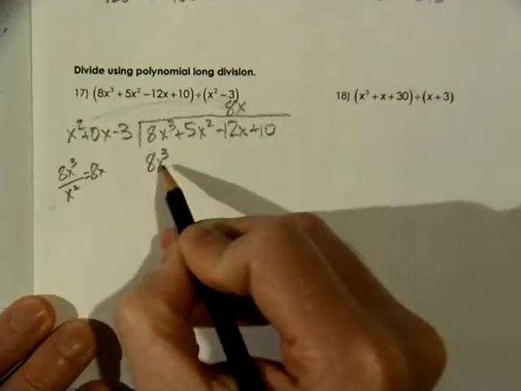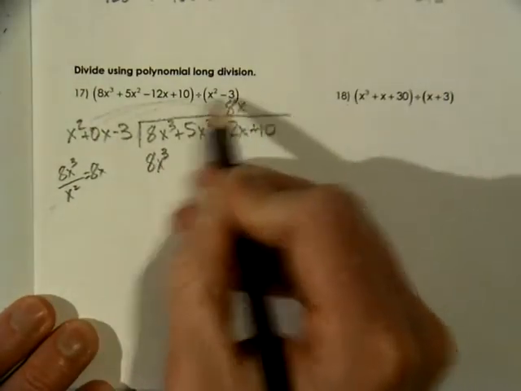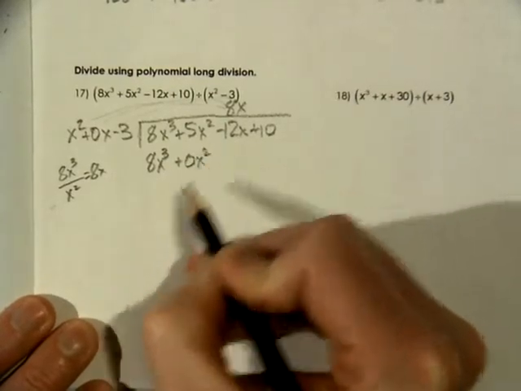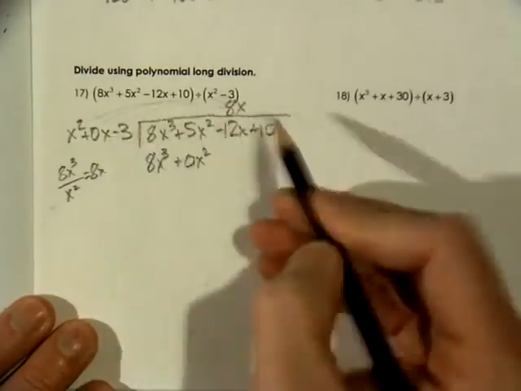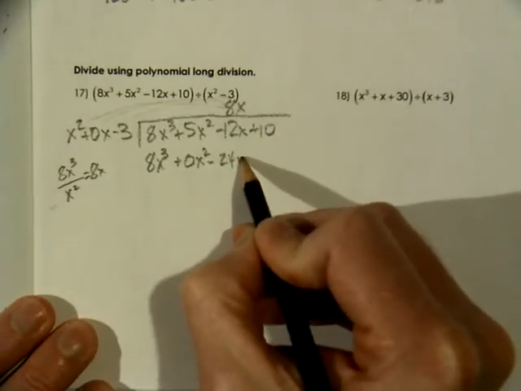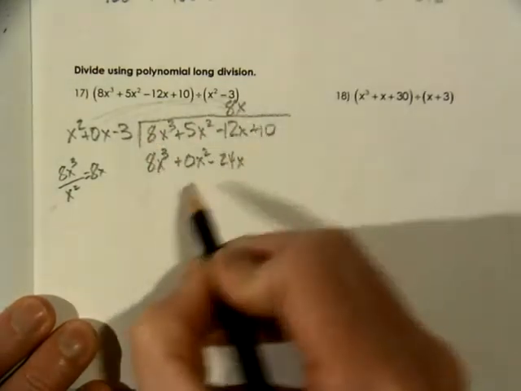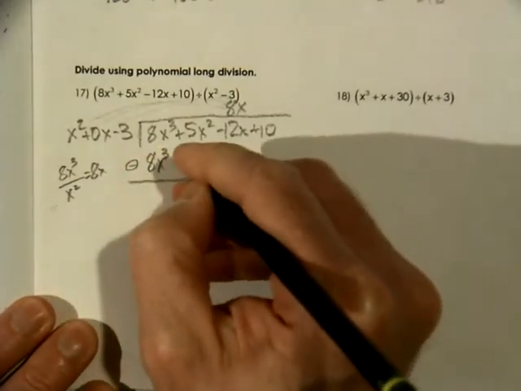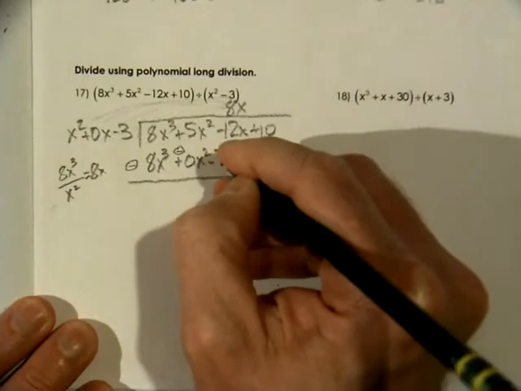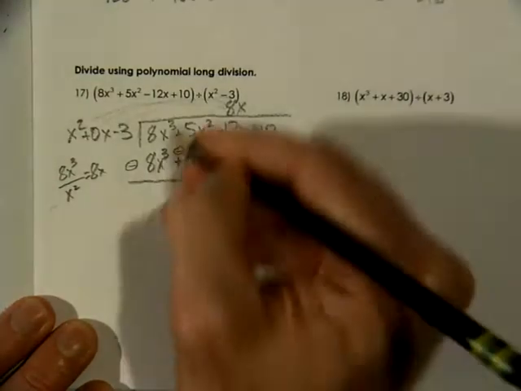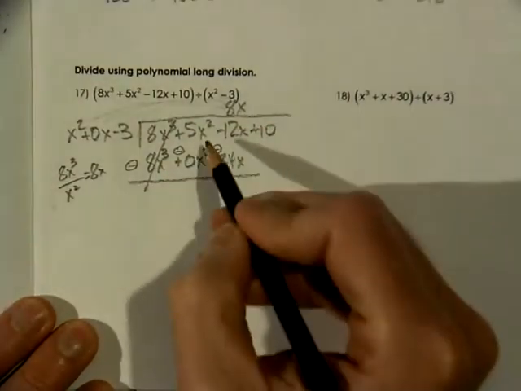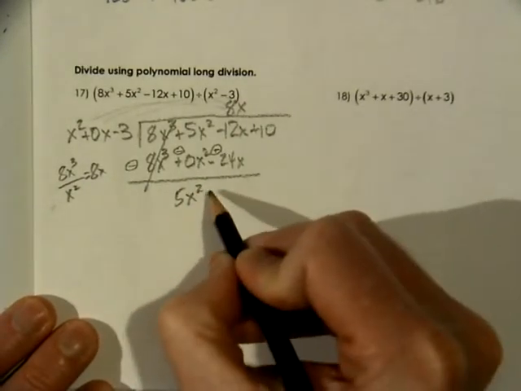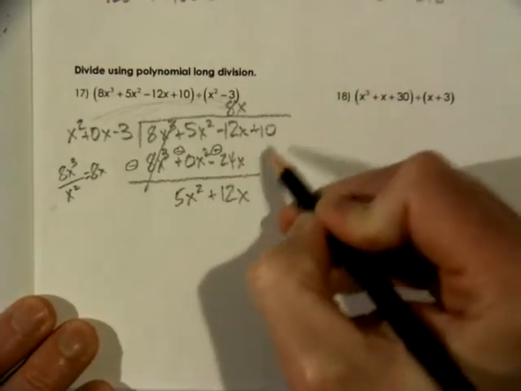X times x squared is x to the third. 8 and 1 is 8. 0. And then negative 24x. Then we need to go through and change all of the signs. So that's going to make this 5x squared plus 12x.